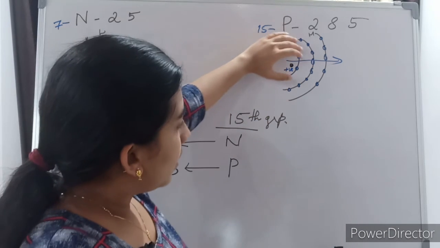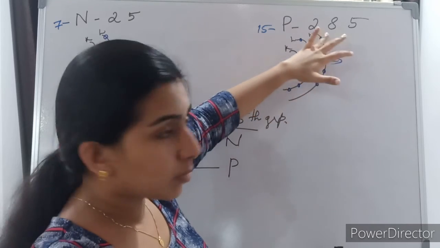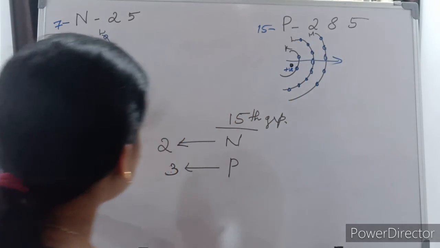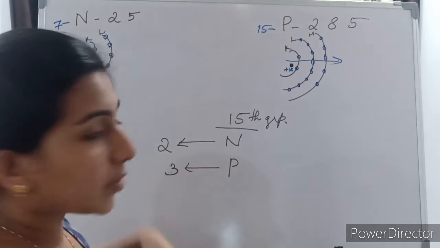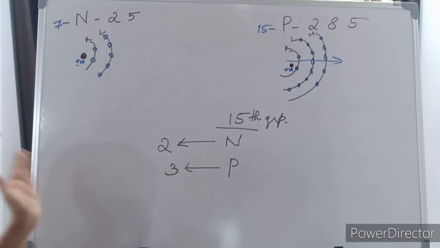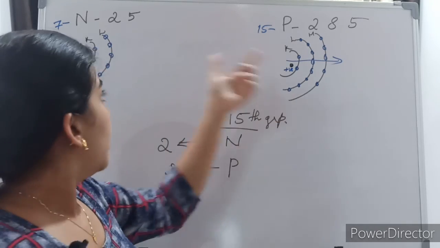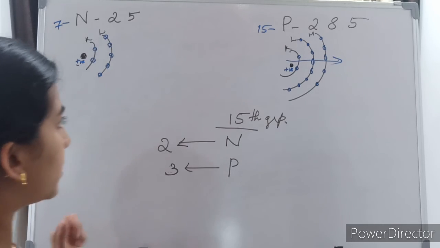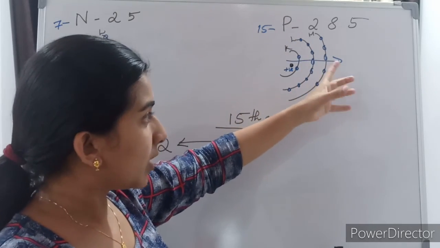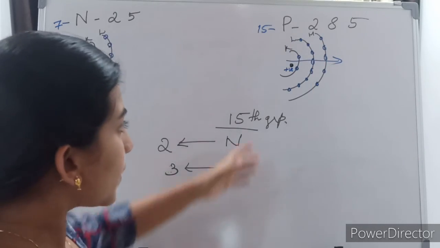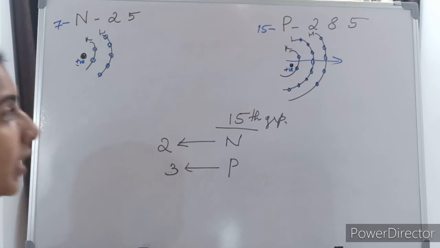But here the nuclear charge will not have enough positive charge for attracting the outermost electron. So there won't be as much attraction as compared to this, so this will be a little larger than this. Got the point? So which will be smaller? Obviously nitrogen will be smaller and phosphorus will be larger. Why? Because as the number of shells increases, the nuclear charge does not have enough positive charge for attracting the electrons of the outermost shell. Thus the size increases. So phosphorus will be larger.